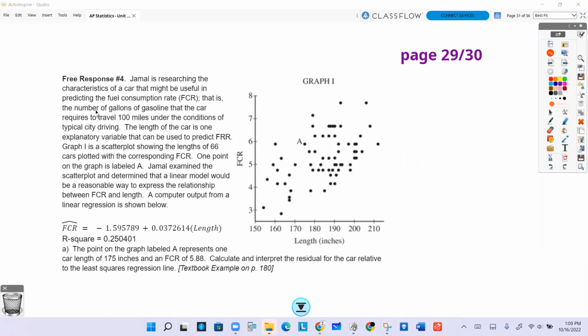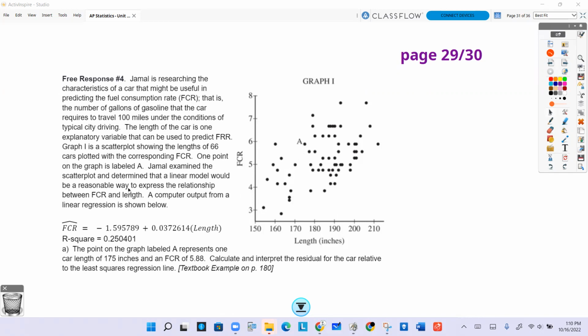Jamal is researching the characteristics of a car that might be useful in predicting the fuel consumption rate, FCR. That is the number of gallons of gasoline that the car requires to travel 100 miles under the conditions of typical city driving. The length of the car is one explanatory variable that can be used to predict FCR. Graph 1 is a scatter plot showing the lengths of 66 cars plotted along with the corresponding FCR. I think that's supposed to say FCR, not FFR. One point on the graph is labeled A.